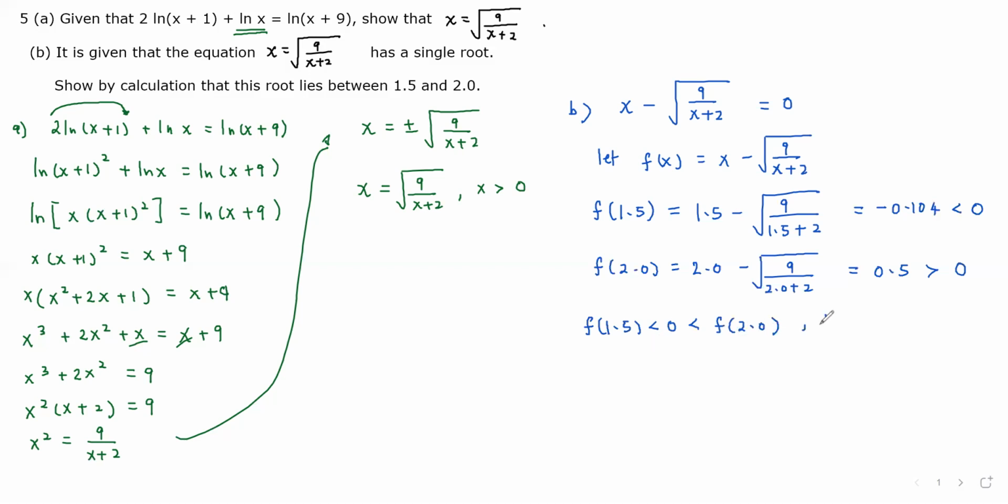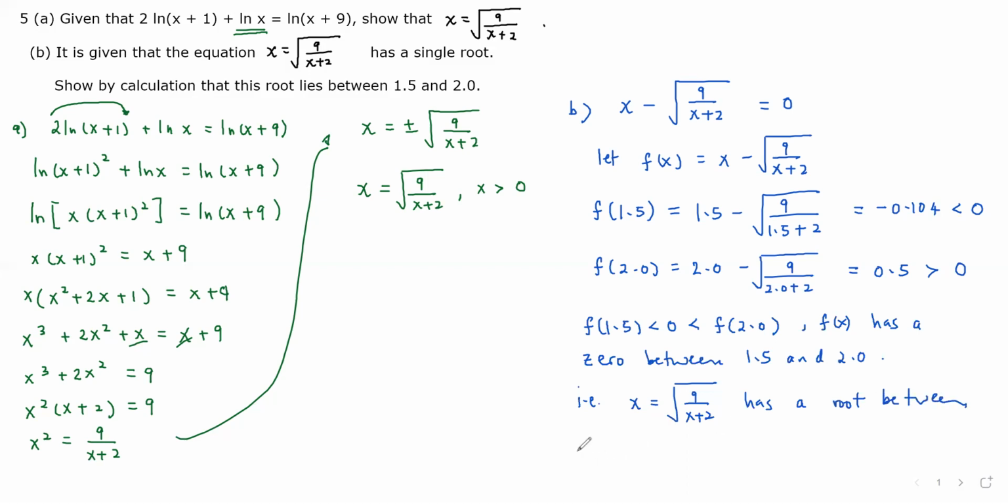We say that f at 1.5 is less than 0, and f at 2.0 is greater than 0, meaning that f(x) has a zero between 1.5 and 2.0. There is a change in sign that you can see here. That means x = square root of 9 over (x + 2) has a root between 1.5 and 2.0.